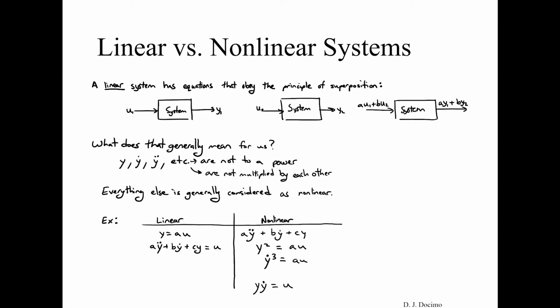So for a few examples, linear versus nonlinear systems, y is equal to au plus b. That is a linear example. A times y double dot plus b times y dot plus c times y is equal to u. That is also a linear system. A nonlinear system, for example, would be y squared is equal to a times u, because we have a y squared term. If we have sine of y squared is equal to u, that's also nonlinear. And if we have y times y dot is equal to u, that's also a nonlinear system.